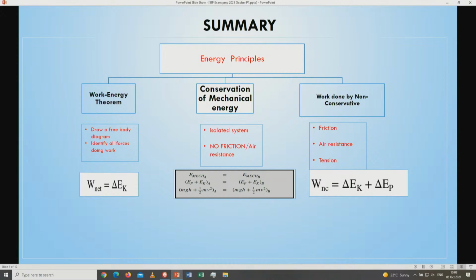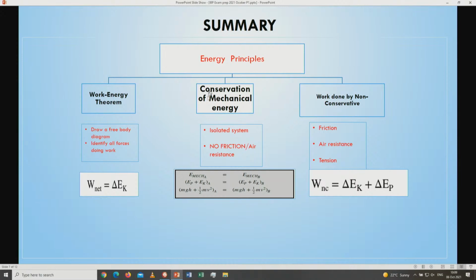But for the work energy theorem, remember, you must draw a free body diagram, identify all forces that are doing work, then calculate the work done by each force, and once that is done, everything will become quite easy.